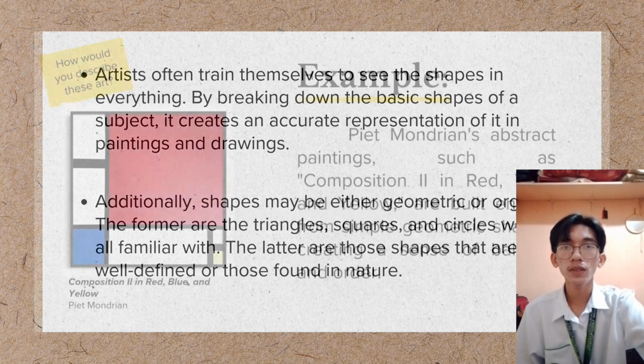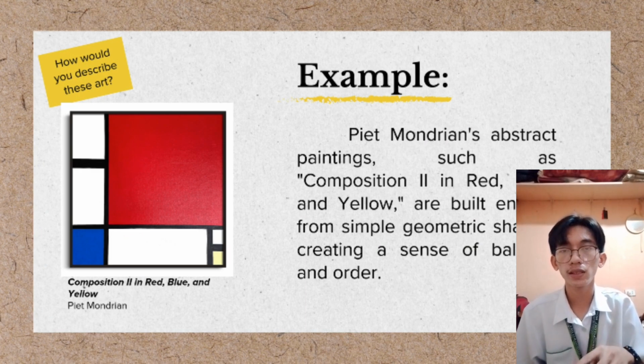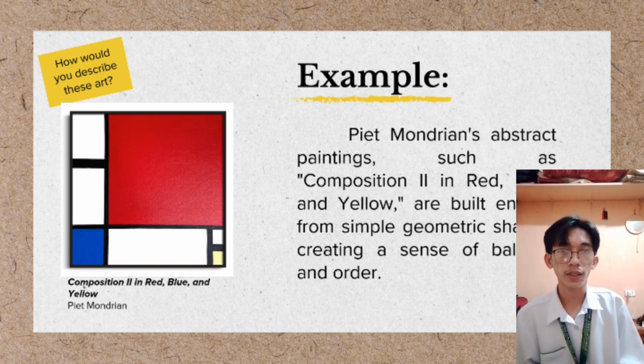So the most perfect example of this kind of painting is abstract art. We have here an example of abstract art by Piet Mondrian. Piet Mondrian's abstract paintings such as Composition 2 in Red, Blue, and Yellow are built entirely from simple geometric shapes, creating a sense of balance and order.